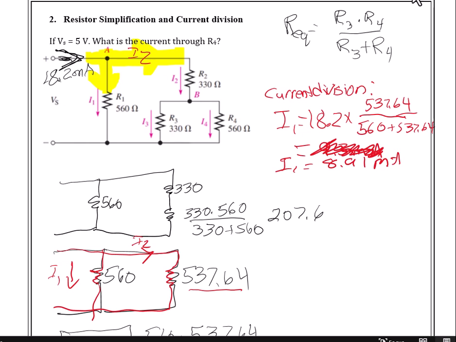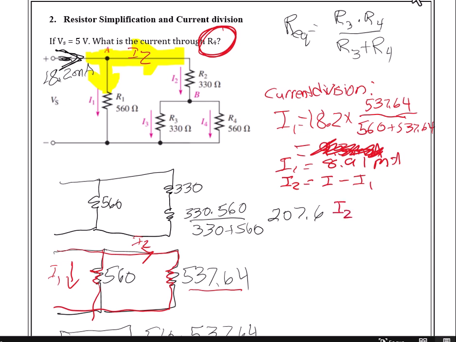I didn't need that because my question is asking me for R4. But I found that instead of I2. I could have found I2 instead. But now that I have I1, I can get I2. I2 equals I minus I1. Because if 8.91 milliamps is going down this branch, then the rest of it has to be going the other way.